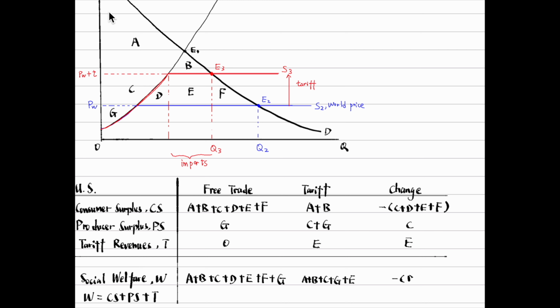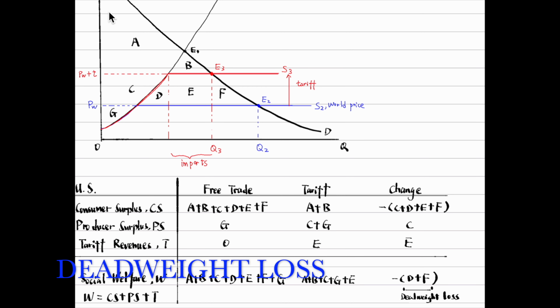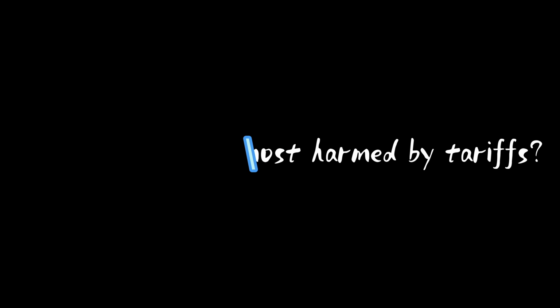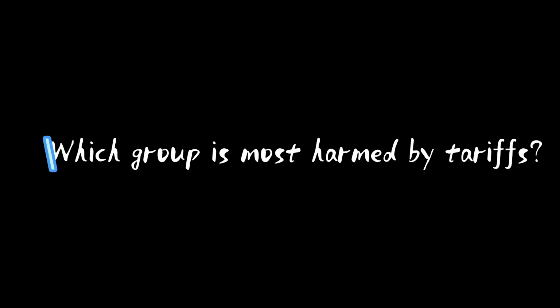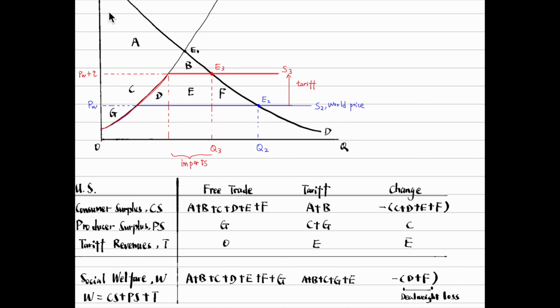Tariff policy leads to social welfare losses, which are the areas D and F. They look like two small triangles. The social welfare loss is also called the deadweight loss in economics. Consumer welfare decreases due to the implementation of tariffs, and this reduction can be divided into two parts.